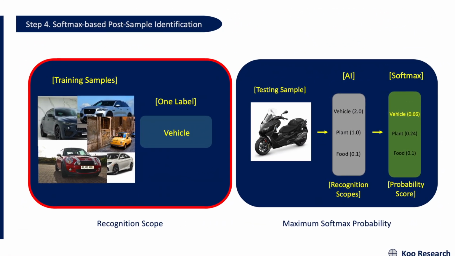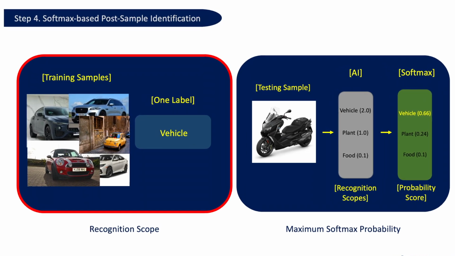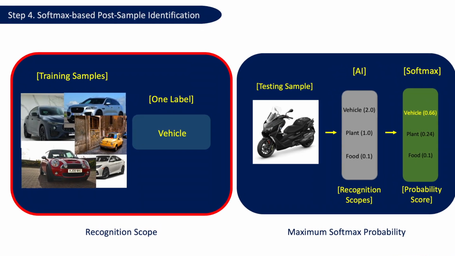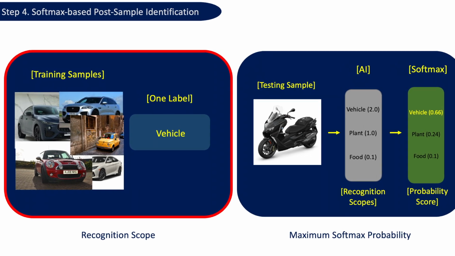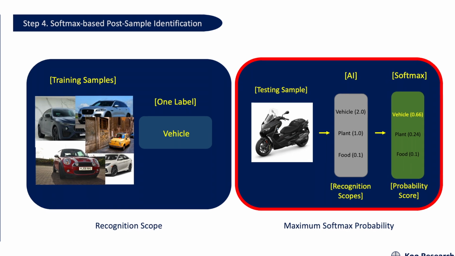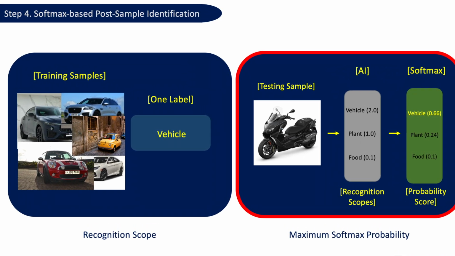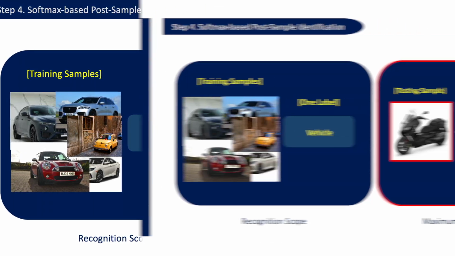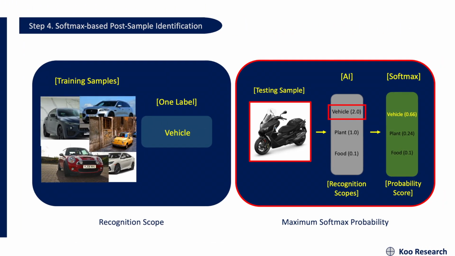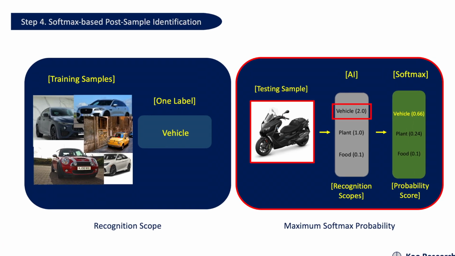Step 4. Softmax-based post-sample identification. The figure displays a recognition scope centered on vehicles. During test sample recognition, the AI evaluates different scopes quantitatively, selecting the one with the highest value. However, there may be instances where the AI misclassifies a motorcycle image as a vehicle, indicating a limitation.